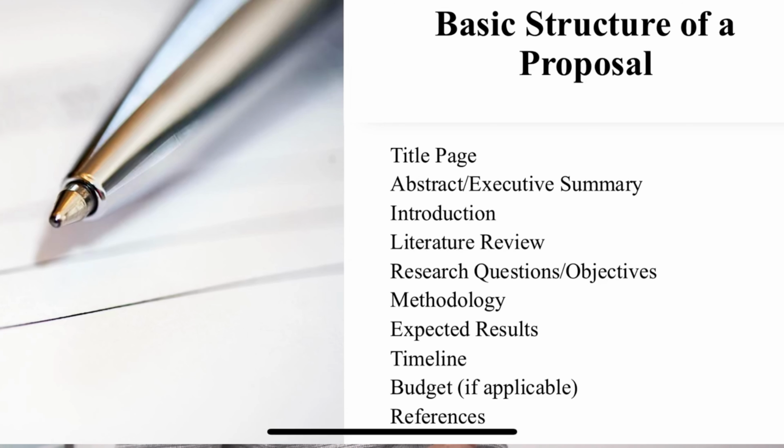Now, what is the basic structure of any research proposal? Generally, a research proposal has a title, then an abstract, or you can call it an executive summary, then the introduction, the literature review, the research questions or objectives, methodology, expected results, timeline, and budget. The budget is not always mandatory, but in some research proposals it is important. And then in the end, the references.